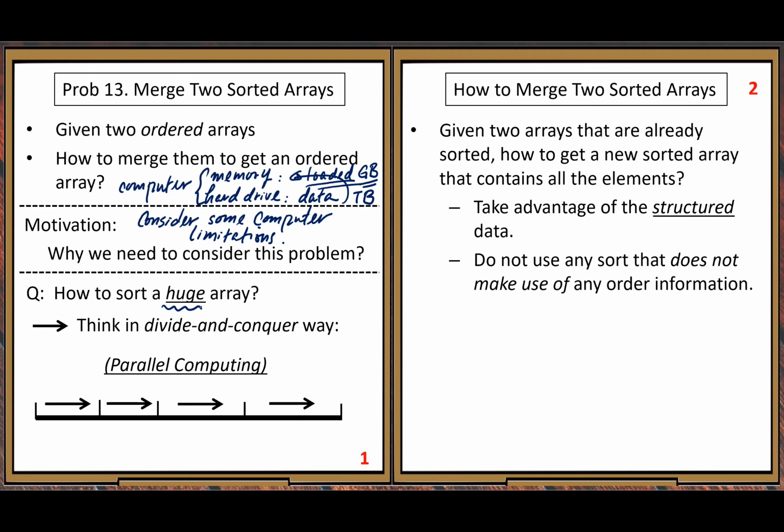So do not use any sort that does not exploit this. That's what I said. You need to really explore the special structure in these two subarrays.